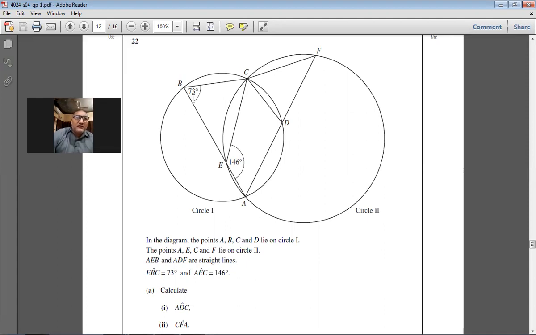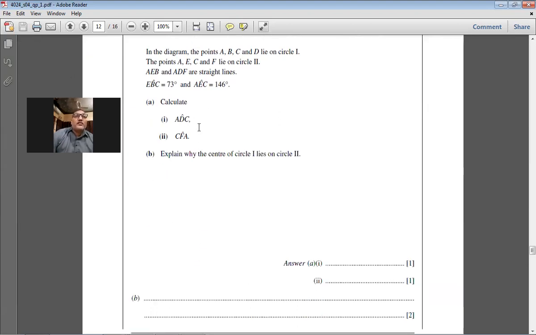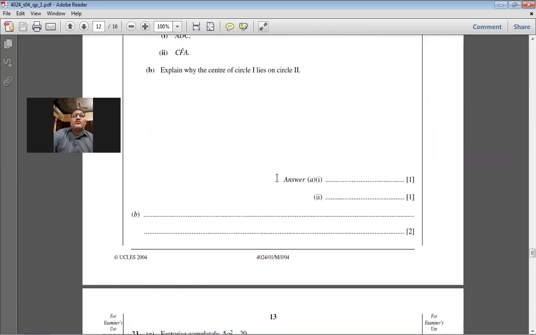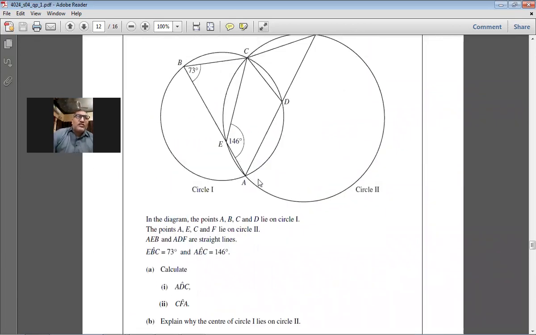He says angle EBC is 73, and angle AEC is 146. It's a straight line. If you know this angle, I can easily find out this angle. You know that? So let me show you. The question is calculate ADC. Then he says find CFA, and then he says explain why the center of circle 1 lies on circle 2. So it's 1 mark and then 2 marks. So this is the question.